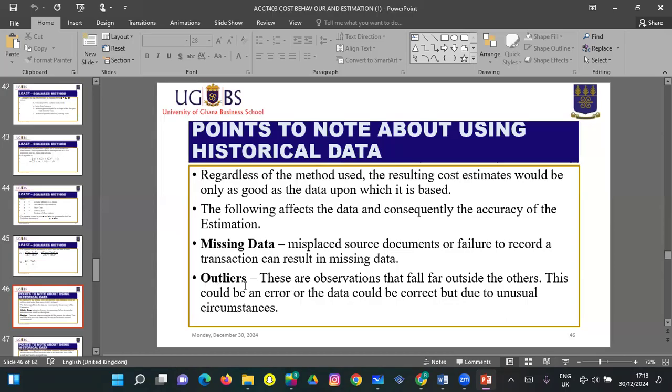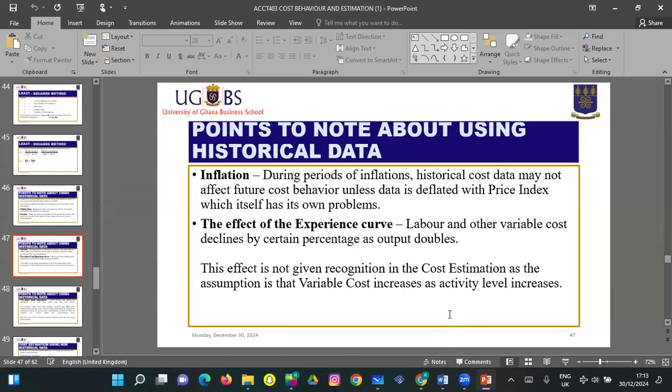So we can also have outliers when we are using the scatter graph. These are observations that fall outside the others. This could be an error, or the data could be correct but due to unusual circumstances. Then inflation can also harm our data. Then the effect of the experience curve. Labor and other variable cost declines by a certain percentage as output doubles. This effect is not given recognition in cost estimation, as the assumption is that variable cost increases as activity level also increases.